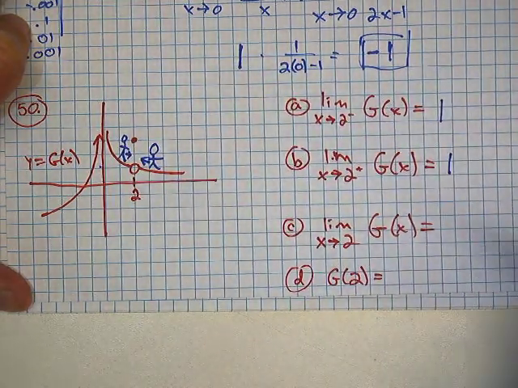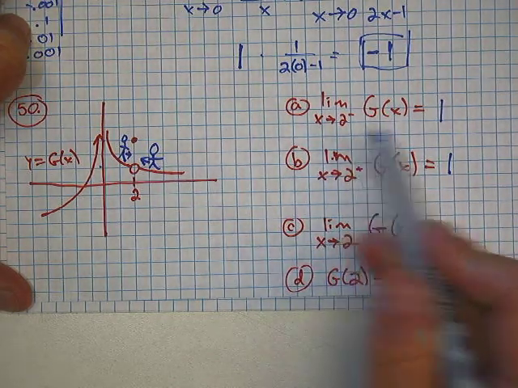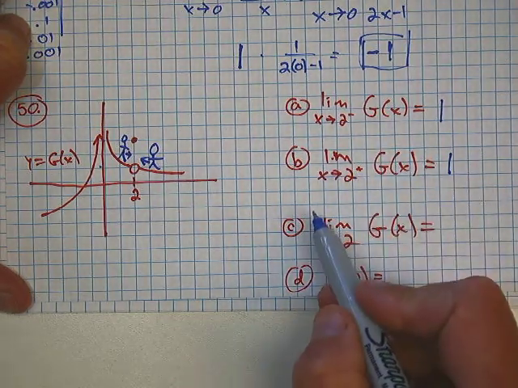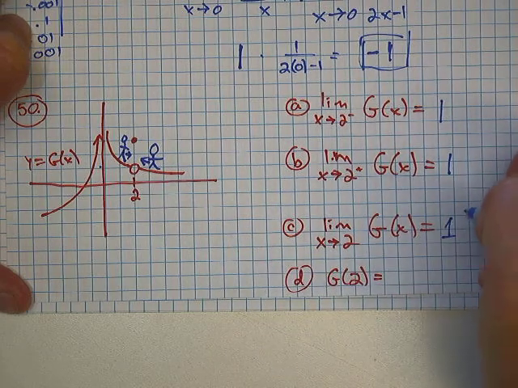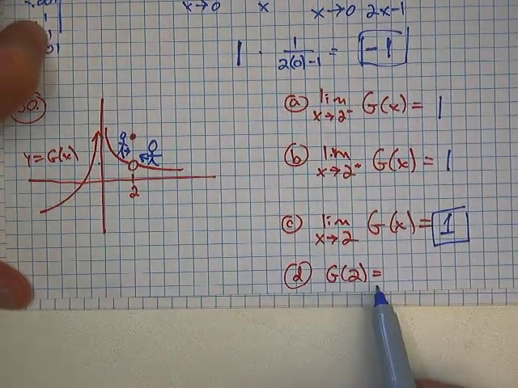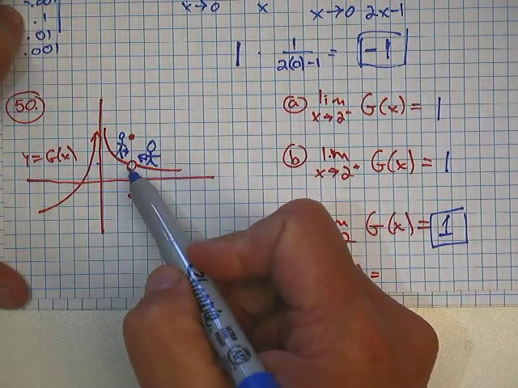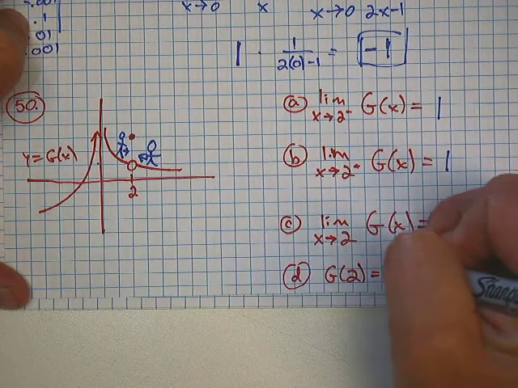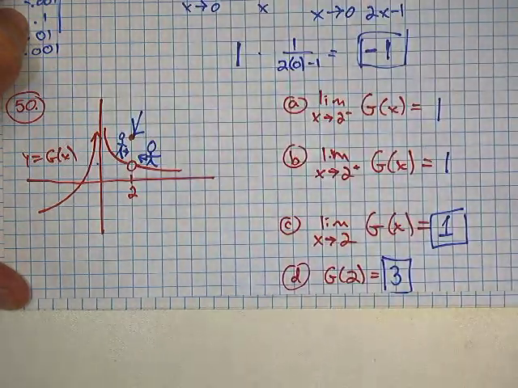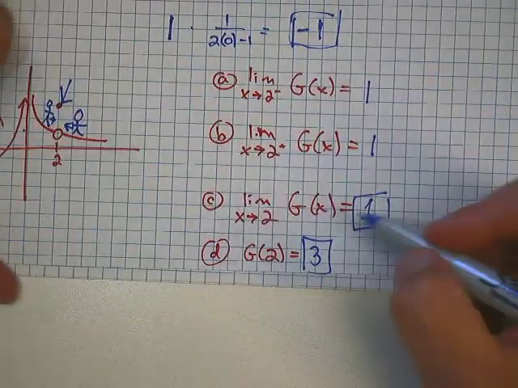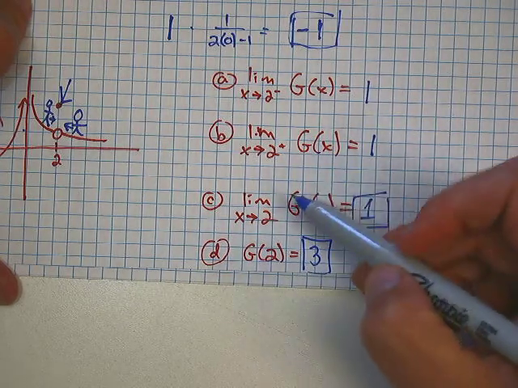From the right, it looks like it's also 1. Therefore, since the left is 1 and the right is 1, the limit as x approaches 2 of g of x will also be 1. And then g of 2: 1, 2, 3. G of 2 is 3 because that's where the solid dot is.